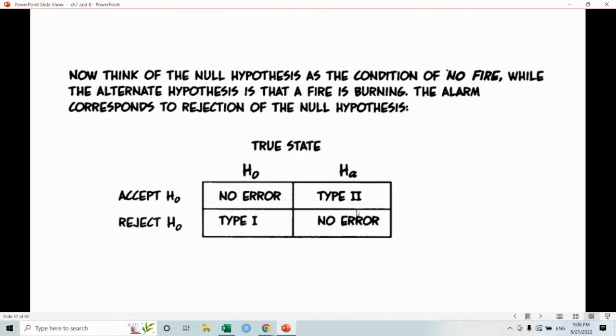Now think of the null hypothesis as the condition of no fire, while the alternative hypothesis is that a fire is burning. The alarm corresponds to the rejection of the null hypothesis. So if we accept the null and the null is correct, then that's not an error. If we accept the null but the alternative was correct, that's a type 2 error. If we reject the null but the null was true, then that's a type 1 error. But if we reject the null and the alternative was true, then that's no error.